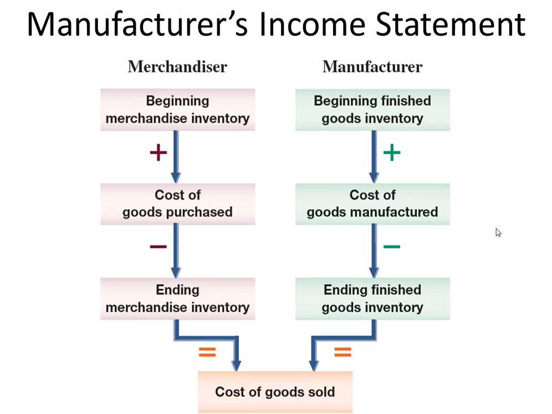And so a manufacturer's income statement is going to have, instead of merchandise inventory, beginning finished goods, because this is what you're going to sell. Then cost of goods purchased versus cost of goods manufactured. Same concept, just a little bit of terminology difference. And then again, more terminology, but you end up with cost of goods sold. The same thing whether you're a merchandiser or manufacturer. Just a little bit of terminology difference here.